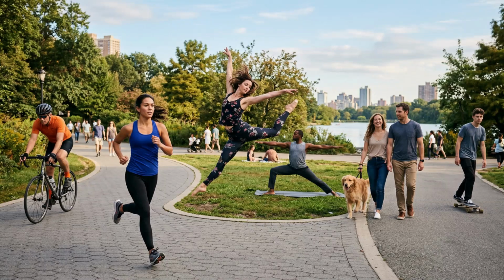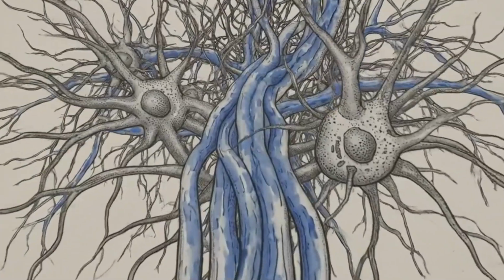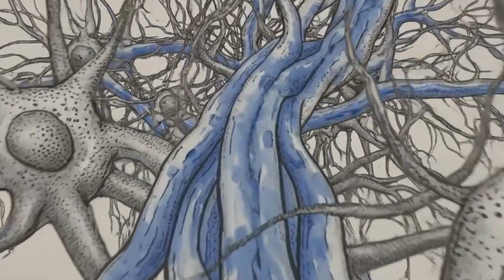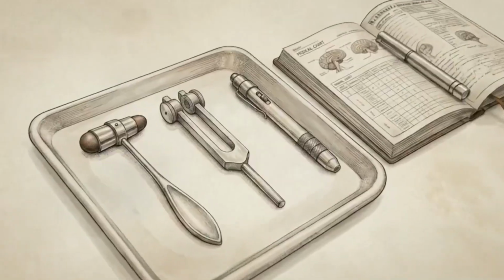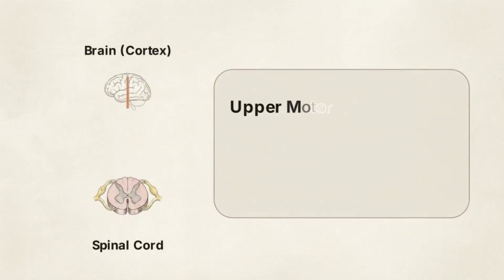Human movement relies on a dual control mechanism. Electrical signals must traverse a precarious pathway from the brain down to the muscle tissue. A clinical motor exam is a systematic interrogation of this neurological pathway, designed to pinpoint exactly where the wiring has failed. The first half of this pathway is governed by the upper motor neuron, or UMN.